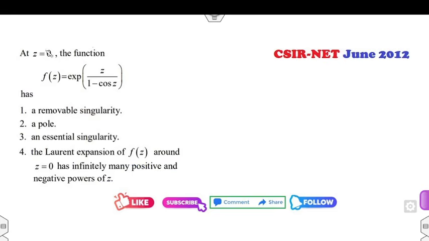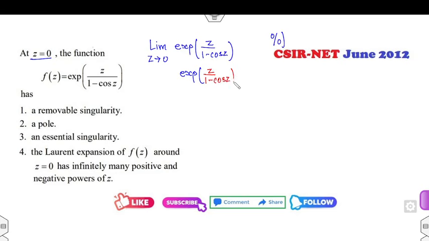Look at the next one. At the point z equal to 0, is it removable, pole, or essential? Firstly, we can find the limit of exponential z over 1 minus cos z. That means the exponential is 0 by 0 form, cos 0 is 1. So I can apply differentiation, or otherwise it's a 0 by 4. Otherwise, what I can do is find the pole of this.